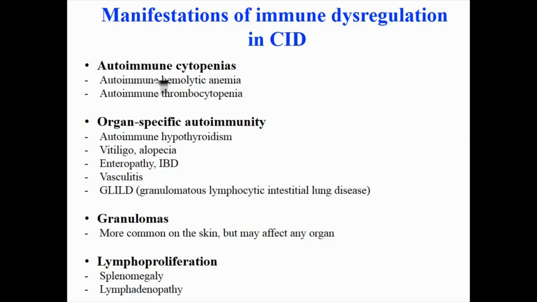It's not an infection. It's actually the presence of more lymphocytes than you want in the lungs. It's a manifestation of dysreactivity of the immune system. Granulomas may happen on the skin, but really in any organ. I've seen patients with granulomas on the tongue, in the liver, in the kidney, anywhere, the bone marrow, and lymphoproliferation, especially manifesting as splenomegaly or lymphadenopathy. You can have one of these, or too many of these. It varies from patient to patient, but immune dysregulation is very common in CIDs.